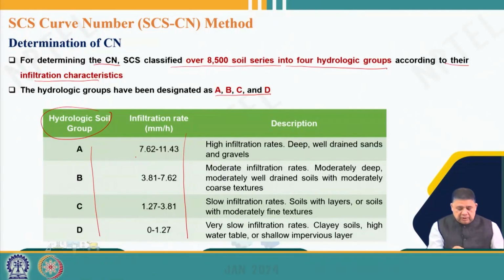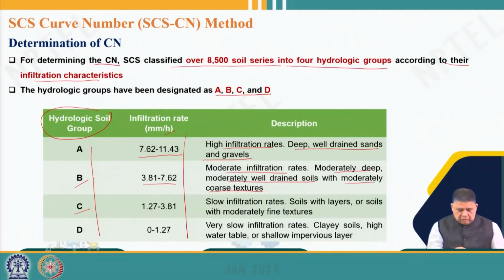So you can see that hydrologic soil group A has a very high infiltration, 7.62 to 11.43 millimeter per hour. So high infiltration rates, deep, well drained sands and gravels, that they fall under hydrological soil group A. Soil group B has infiltration between 3.81 to 7.62 millimeter per hour. So it has moderate infiltration rate, moderately deep, moderately well drained soils with moderately coarse textures.